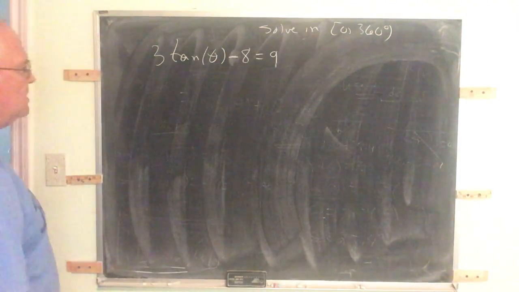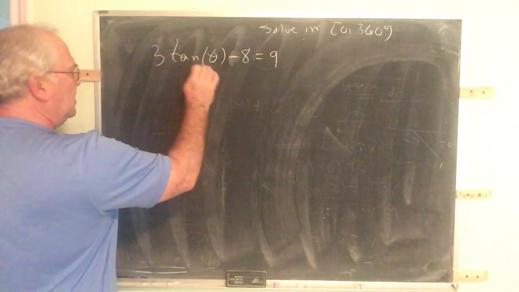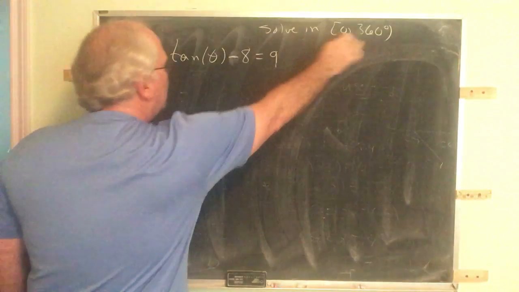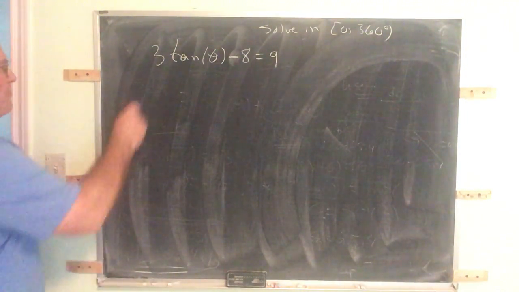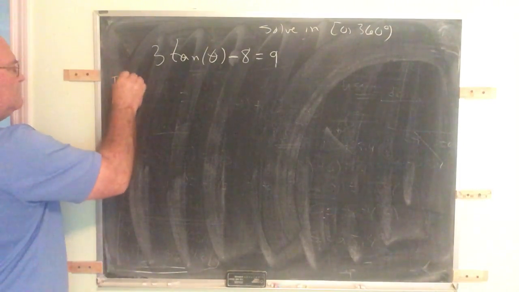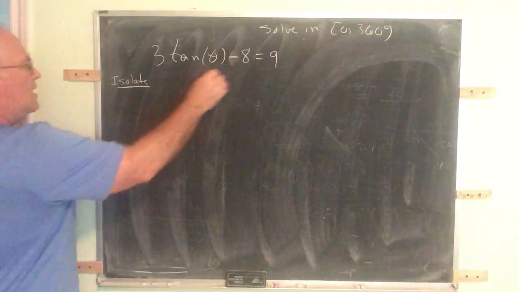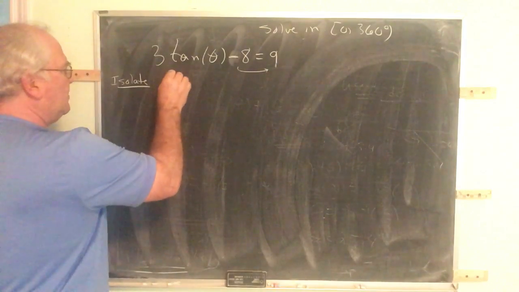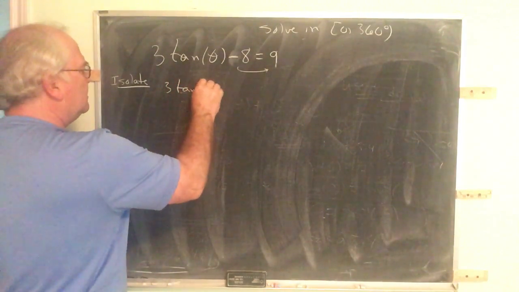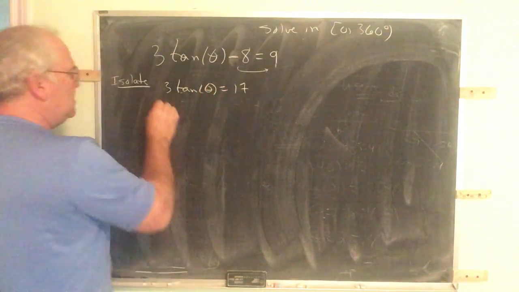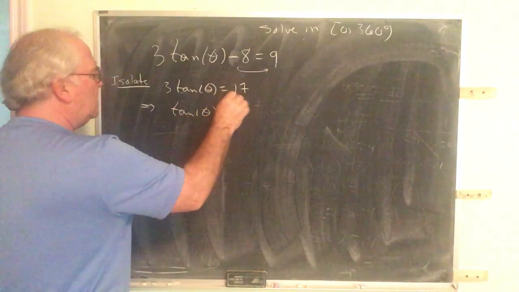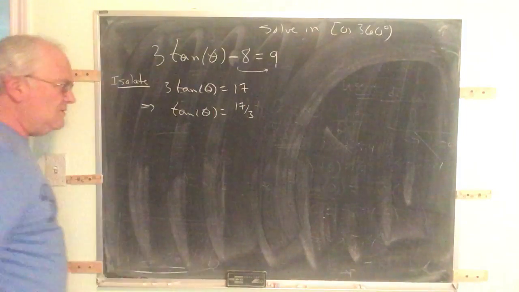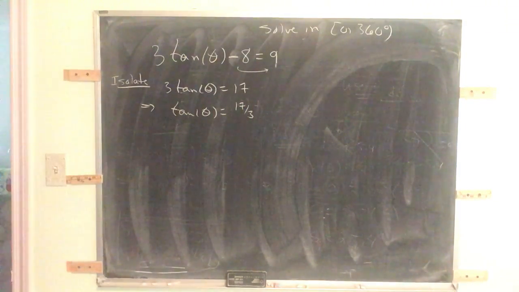All right, our next little example is solve 3 tangent theta minus 8 equals 9. Solve in 1 revolution in degrees. So step 1 is to isolate. I'm going to add the 8 across, so I get 3 tangent theta is equal to 17. That implies tangent of theta is 17/3. So far so good. Tangent is now isolated.